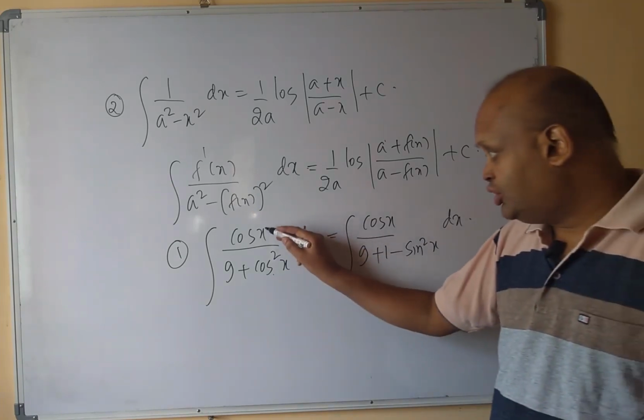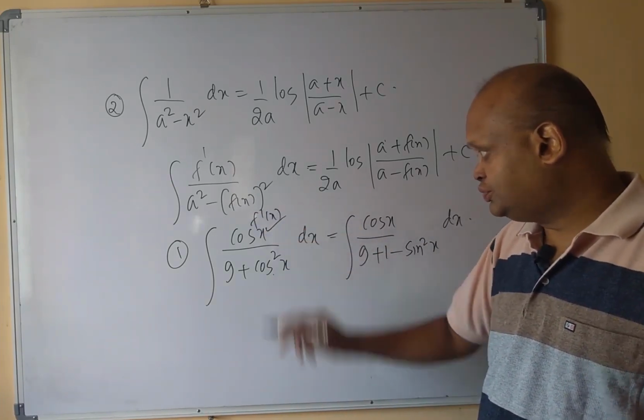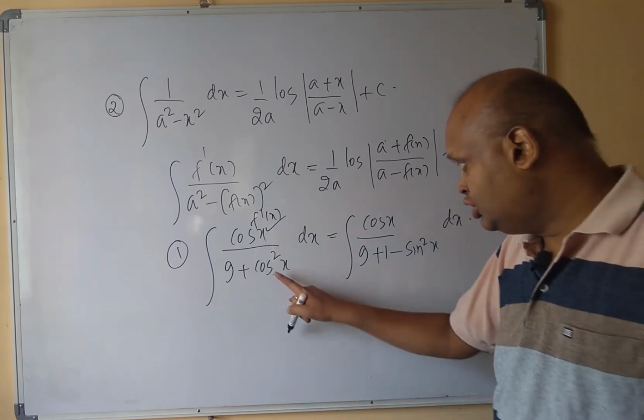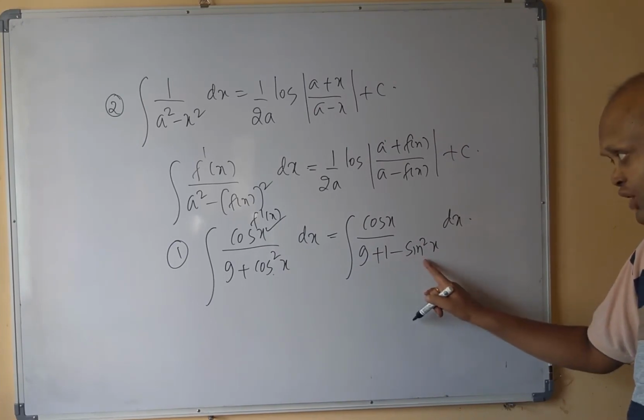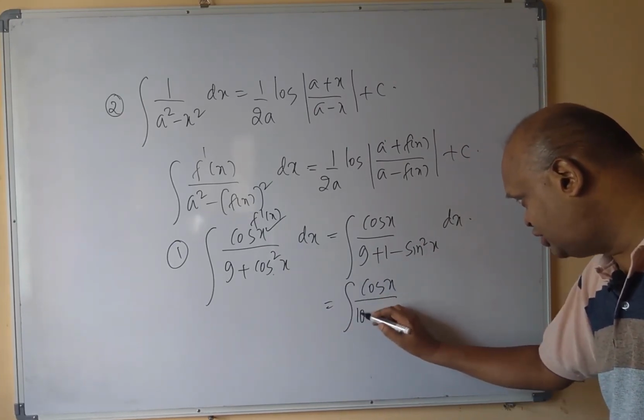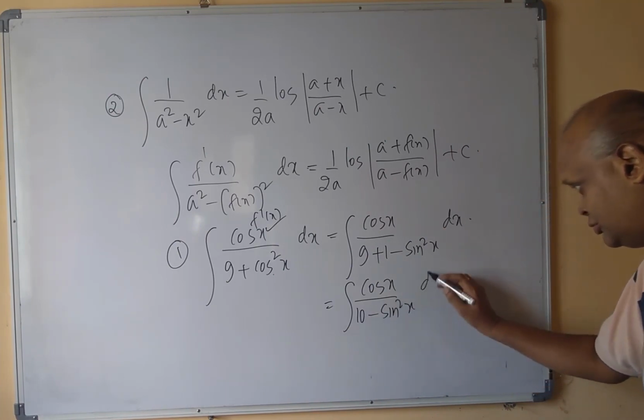Because it is nothing but your f dash x. On differentiating sin x you get cos x, which is f dash x. So this cos square x should be converted into 1 minus sin square x. So what do you get here now? 9 plus 1 is 10, so 10 minus sin square x.